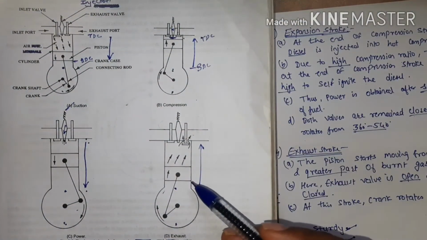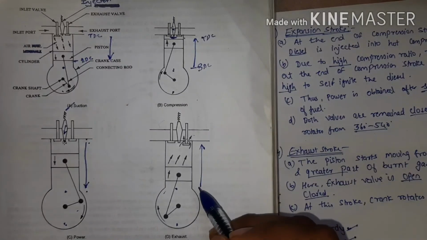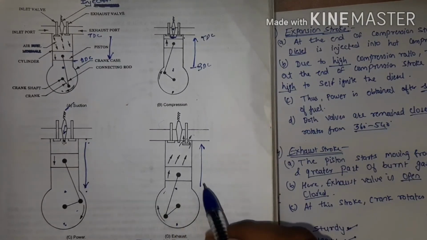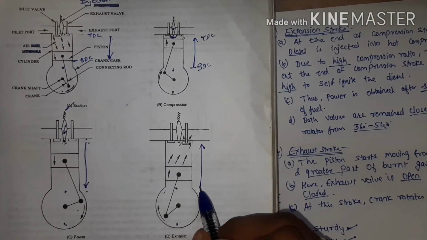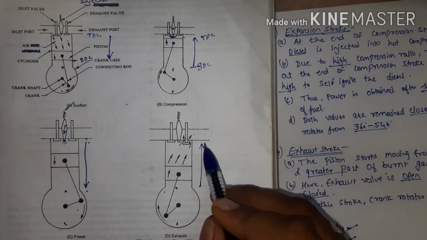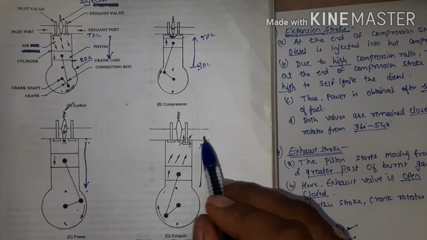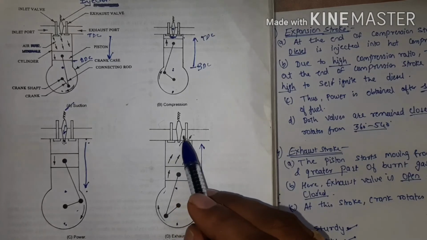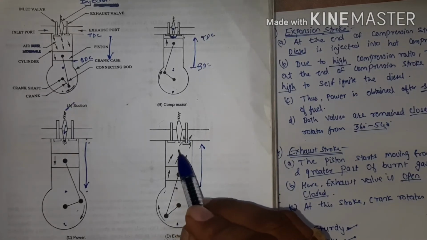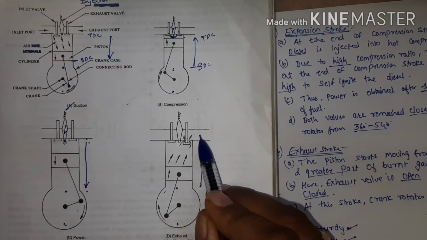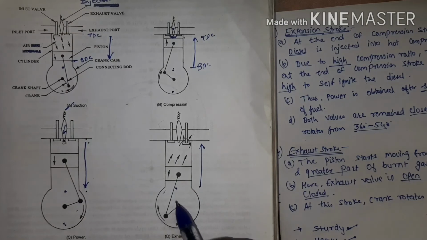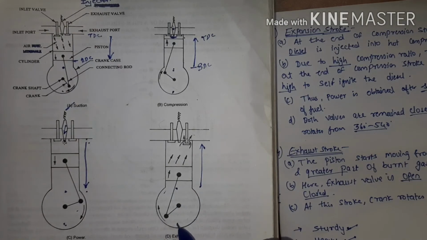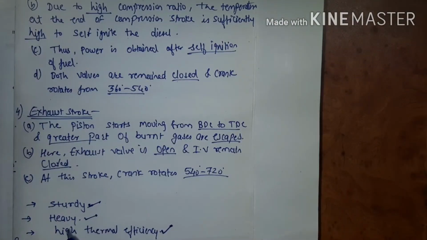Here, this is the diagram for the exhaust stroke. After the power stroke, the exhaust stroke occurs. The piston moves from BDC to TDC. During this stroke, the inlet valve remains closed and the exhaust valve opens. The burned gases escape through the exhaust valve and the crank rotates from 540 degrees to 720 degrees.